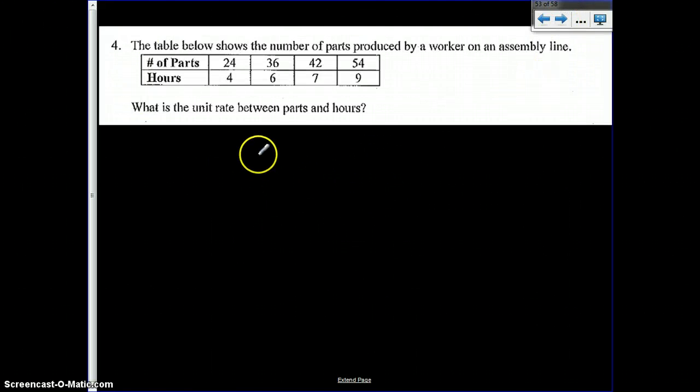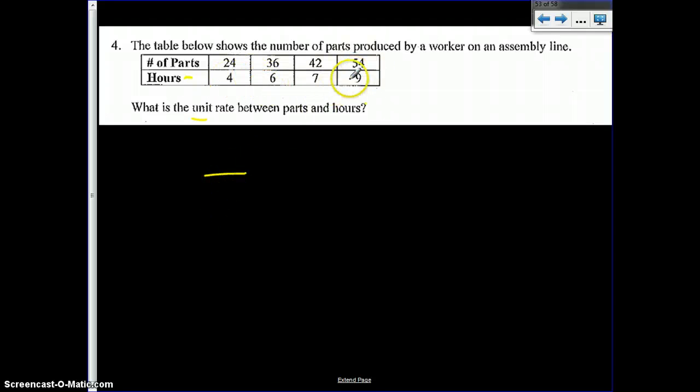Here's number 4. We did 4 for the warm-up, so I'll just quickly do it just to make sure you have it, but it should be in your warm-up. I wanted to show you that example ahead of time. Remember, how do we find a unit rate? Divide. So you can pick any two. And if you don't know, I generally put the time on the bottom. Which one do you want to use? 4, 6, 7, or 9?